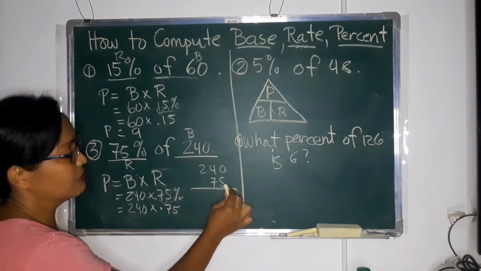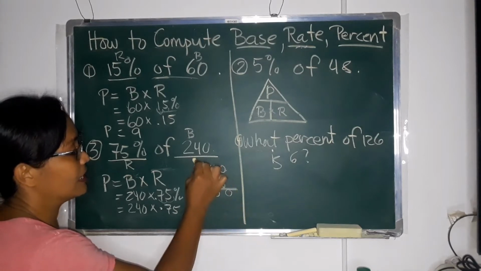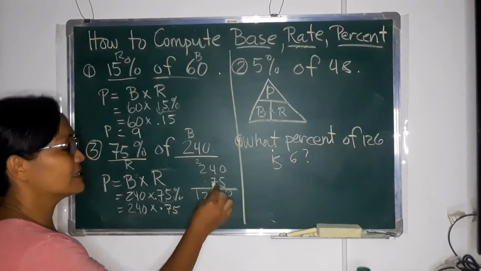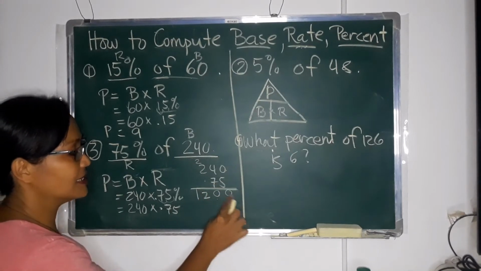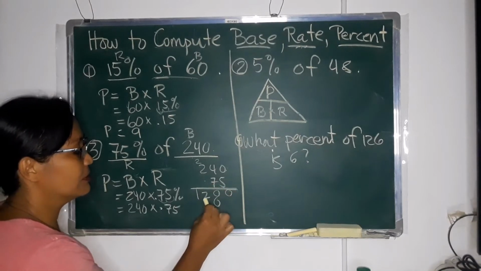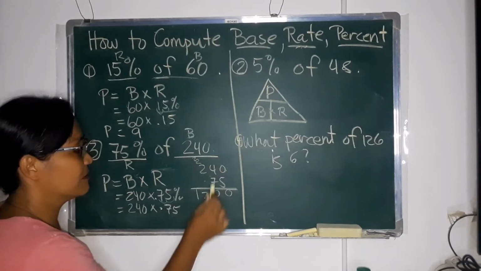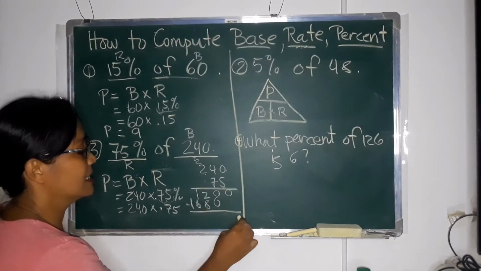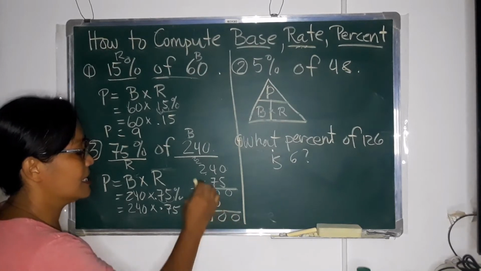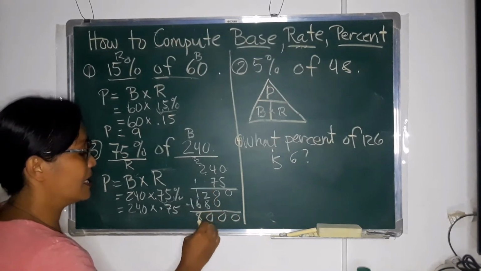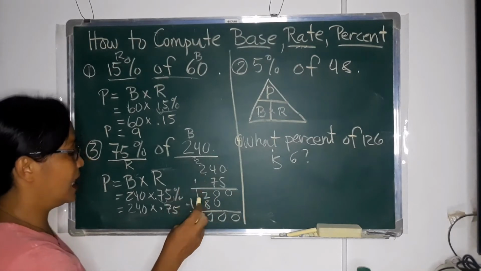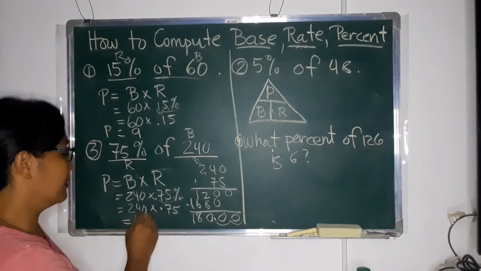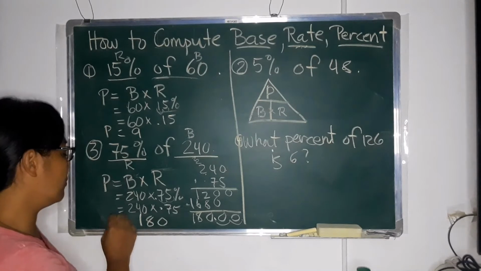5 times 0, 0. 5 times 4, 20. Carry 2. 5 times 2, 10 plus 2, 12. Next, 7 times 0. Maglilib tayo ng isa. 0. 7 times 4, 28. Carry 2. 7 times 2, 14 plus 2, 16. Add 0, 0, 8 plus 2, 10. Carry 1, 6, 7, 8, and then 1. And tandaan, ang decimal natin ay 1, 2. Therefore, we have 180.